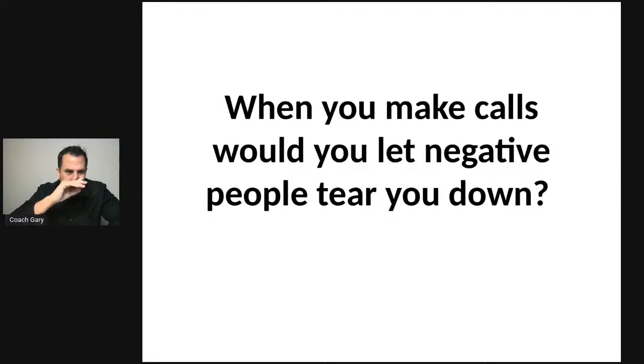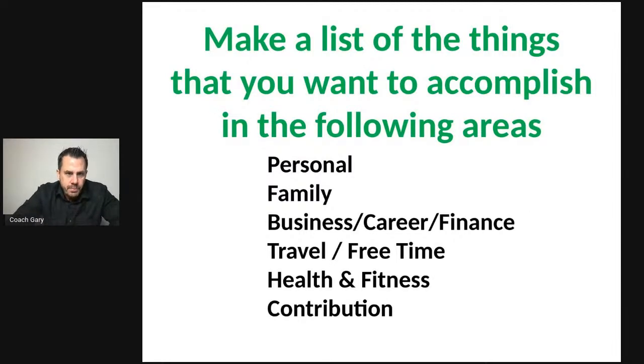So how are you going to start to view those things? So now you're going to make a list of the things that you want to accomplish in the following areas, right? So it's your personal, what do you want? What do you want for your family? What does your family want? Have you asked them what they want? Your business, your career, your finances. How do you want those to play out the next 12 months? Travel. Do you want to go anywhere?